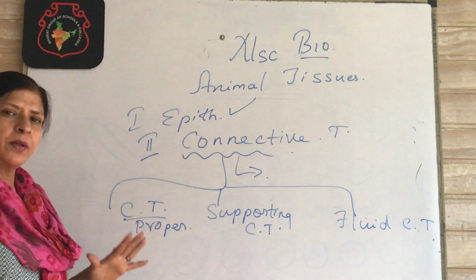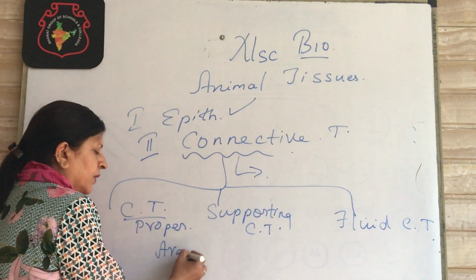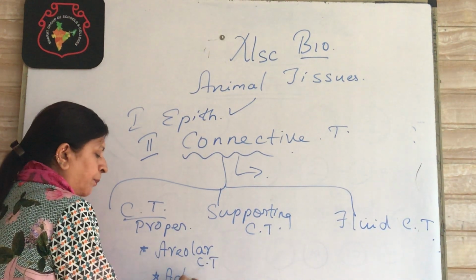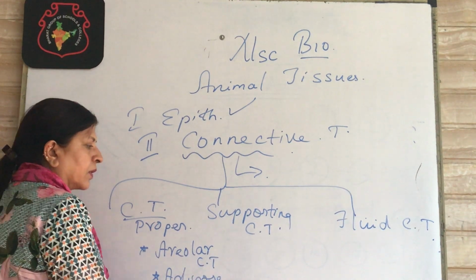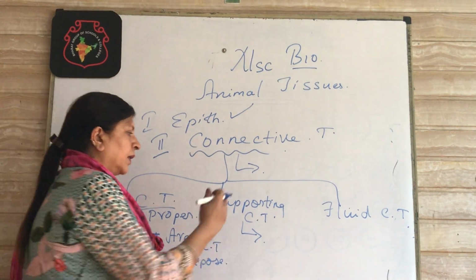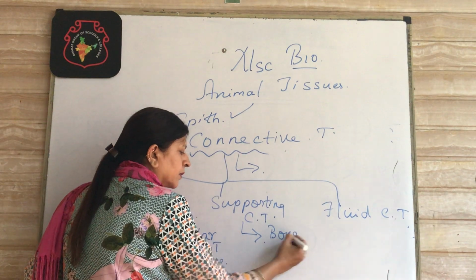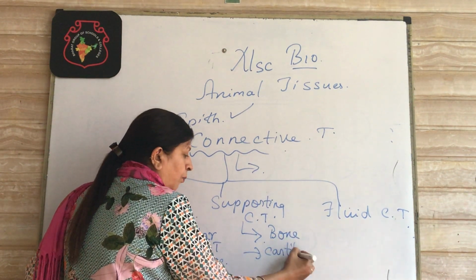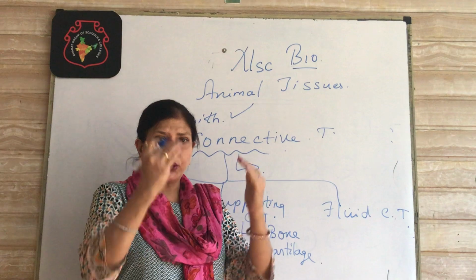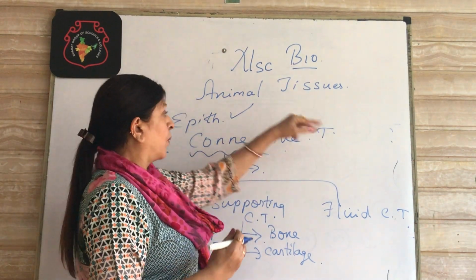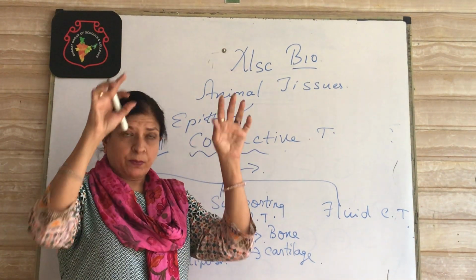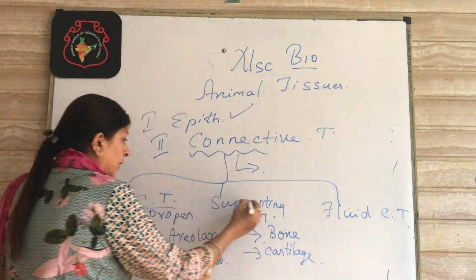Under connective tissue proper, we'll discuss areolar connective tissue and adipose tissue. Under supporting, it gives support. Here we'll discuss bone and cartilage. Bone gives support, or it gives a framework to your body, like how this board has a framework, how a photo does not get folded because we put a framework. So that's why we use the word supporting.